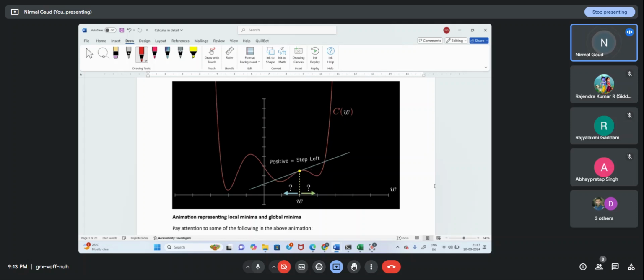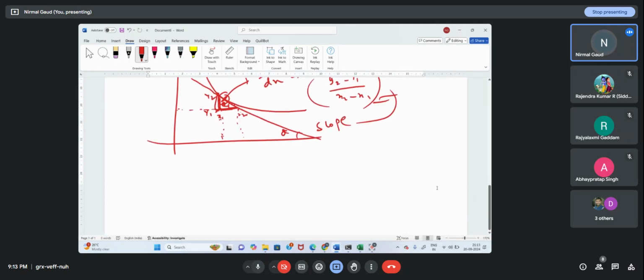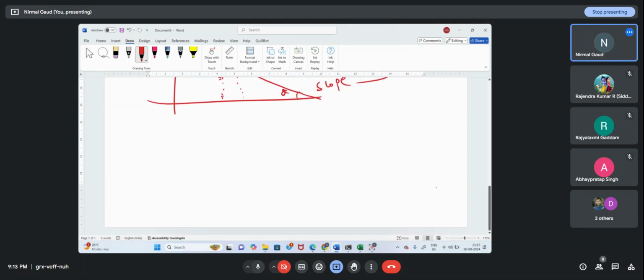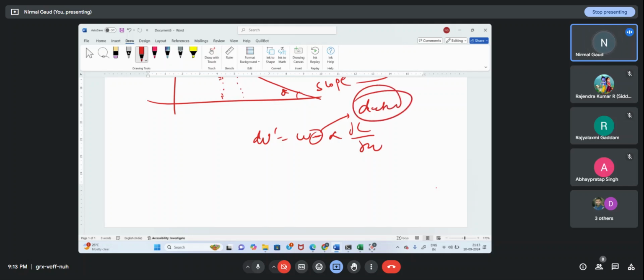If the differentiation is negative, we will say step right. Continue. That's why, let me refer you to this equation again: W dash is equal to W minus alpha del L by del W. Why did I put the minus sign? If the derivative is positive, we want it to go down. That means in the opposite direction.